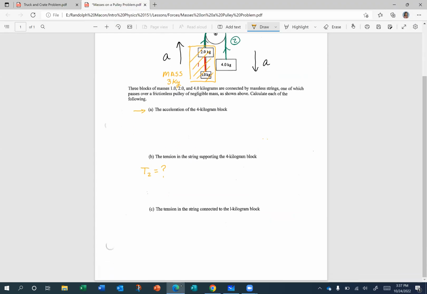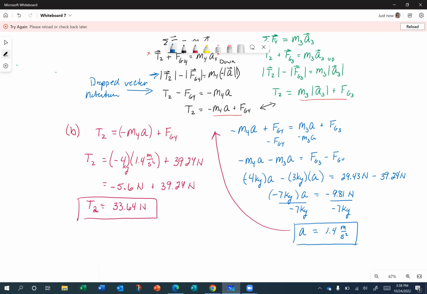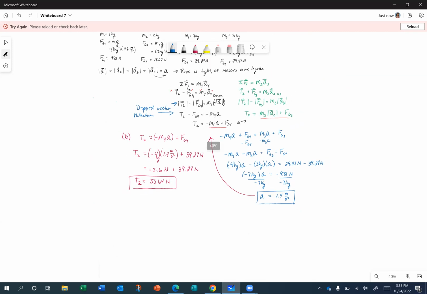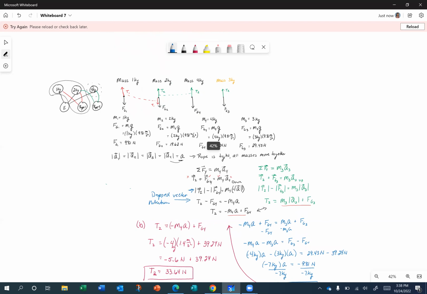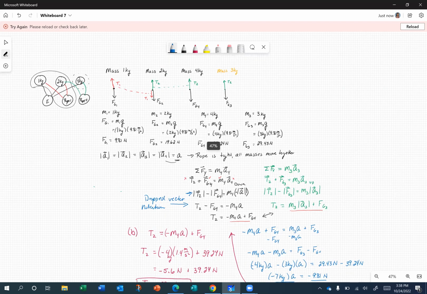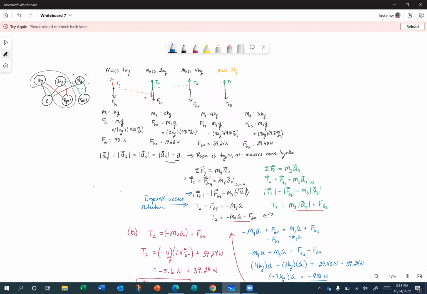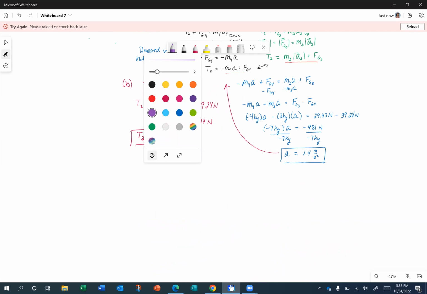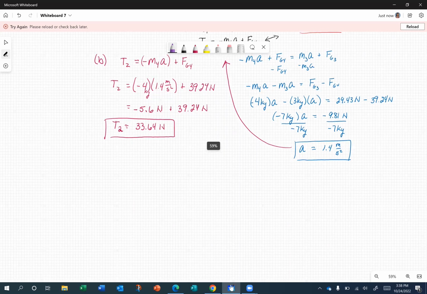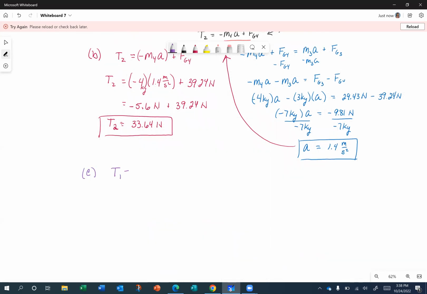Okay, finally, taking a look at part C, what's the tension in the string connected to the 1 kilogram box? So now I go back to here, and again, I take a look at my pictures. What we're really looking for there is what is T1. T1 is showing up in mass 1 and mass 2. Mass 1 is easier, just has those two forces. I'm going to choose to use mass 1 to solve for part C.